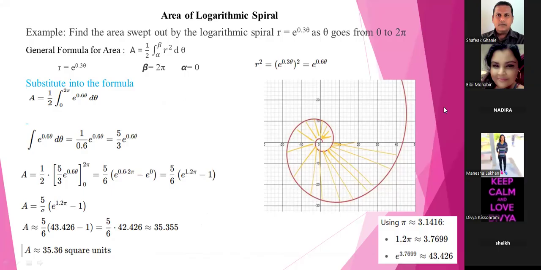So the general formula for the area enclosed by a polar curve, such as a logarithmic spiral, is a half the integral from alpha to beta of r squared with respect to theta. So this is the general form I'm talking about. And here we have a graph displaying the logarithmic spiral. As we see in yellow here is the area which we will be finding.